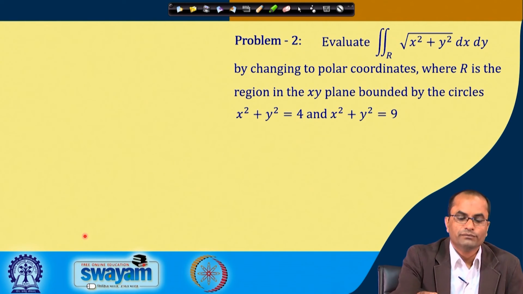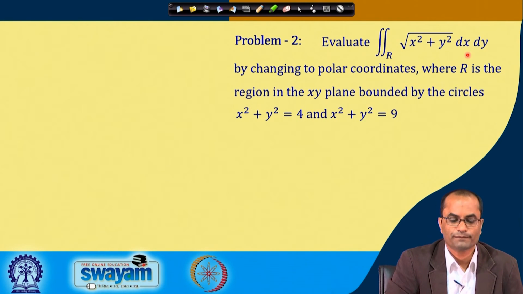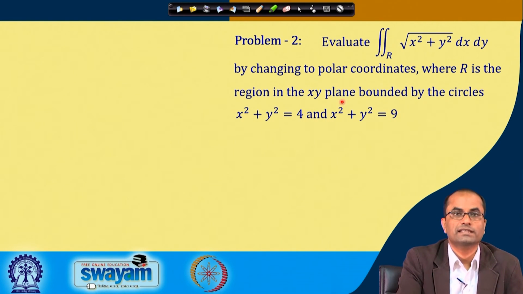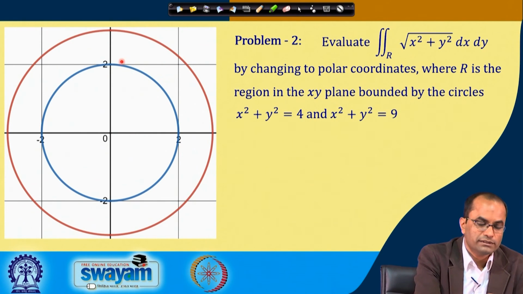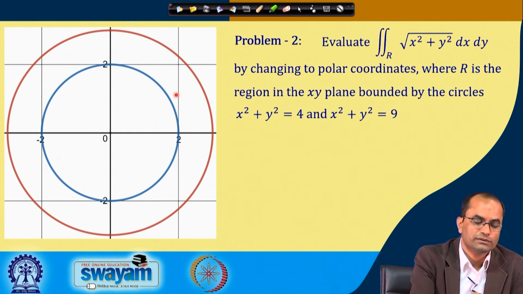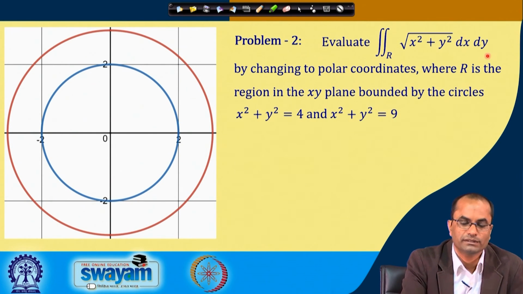The last example which we want to evaluate here is this integral of the square root of x square plus y square, dx dy, by changing to polar coordinates, where R is the region in the xy plane bounded by the circles x square plus y square equal to 4 and x square plus y square equal to 9. So, we have 2 circles: one is x square plus y square equal to 4 with radius 2, and the other with radius 3, and we want to evaluate this given region here.